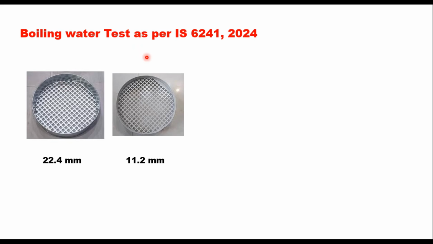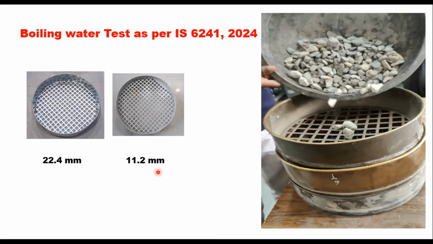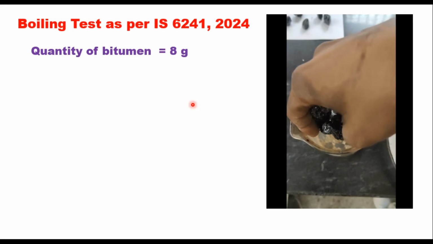Boiling water test as per IS 6241 2024 requires sieves of 22.4 mm and 11.2 mm. And the aggregate quantity is same, that you take 200 grams of aggregate which is dry and clean, and they are heated at 120 to 175 degrees centigrade depending upon whether you are mixing it hot or warm mix, and then add 8 grams of bitumen. Now here, instead of 10 grams which was earlier in the 1971 code, it is now 4% by weight of aggregate.